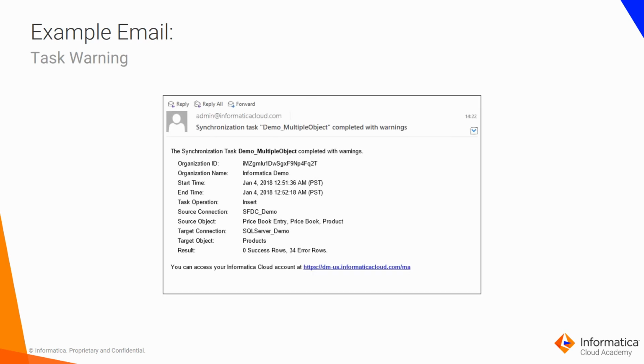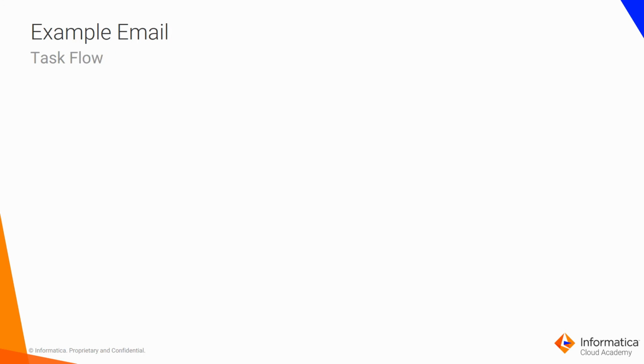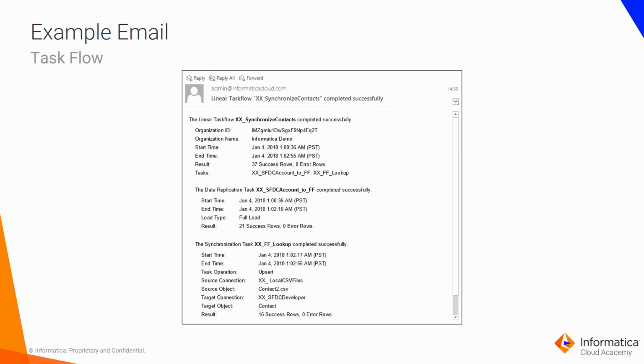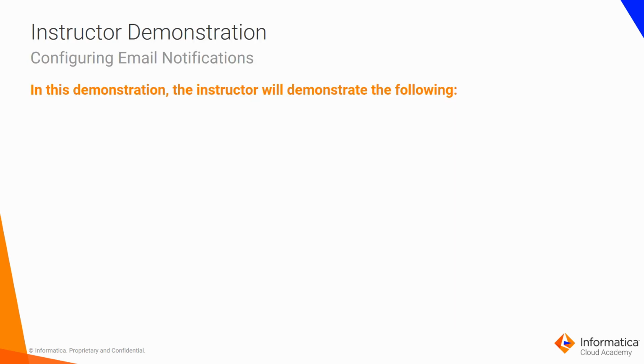Here is a screenshot of what an email notification looks like for a task warning email message. You can see it includes some information about the task, including the number of rows that failed to run. Then if it's for a task flow, it looks slightly different. It includes the status and results at a high level for the task flow. Then it also gives you some more detailed information about each task in a task flow broken down.